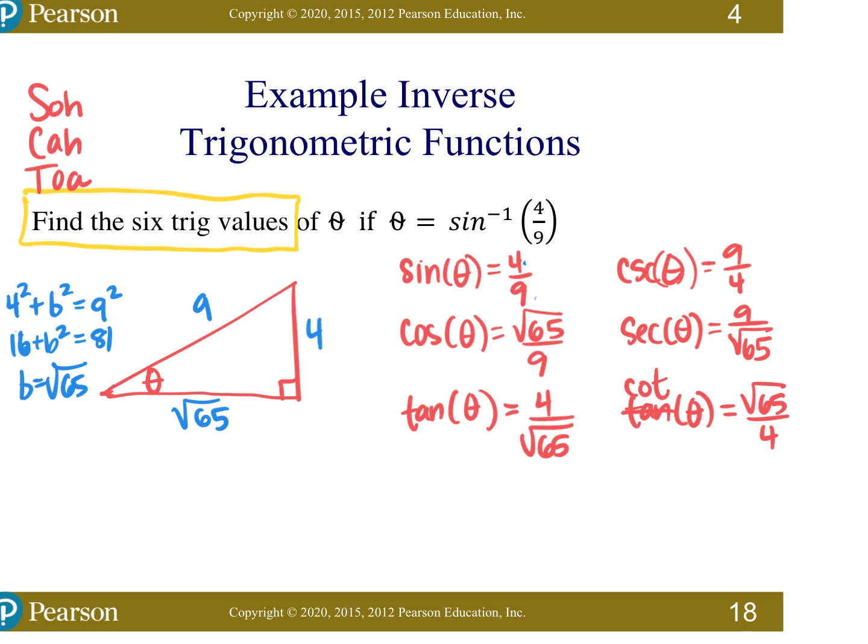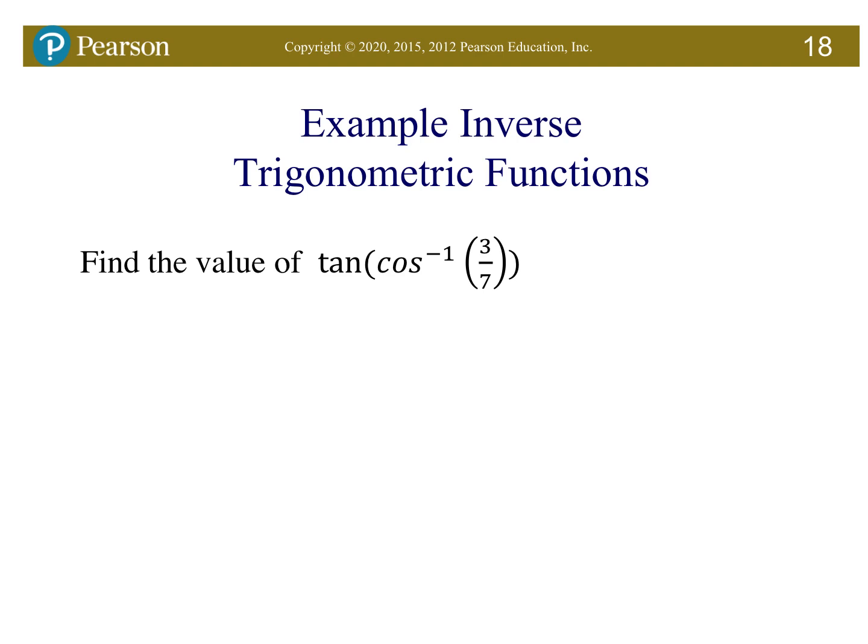All right, so you use that when you don't have a good unit circle value. If it's a unit circle value, use the unit circle. But if not, all right, so here's our last one. Find not all 6, but just find the tangent value when the cosine inverse is 3/7. So the implication is that the cosine of theta is equal to 3/7. So you're going to sketch your right triangle. 3 is the adjacent side because we're dealing with cosine. 7 is the hypotenuse.